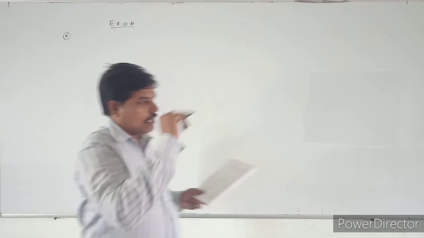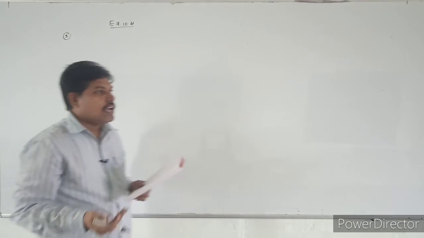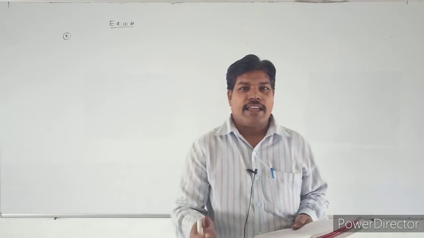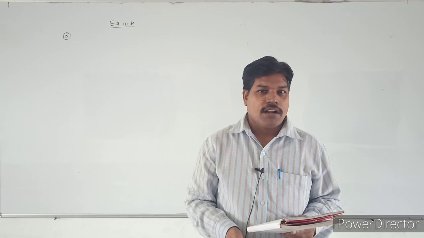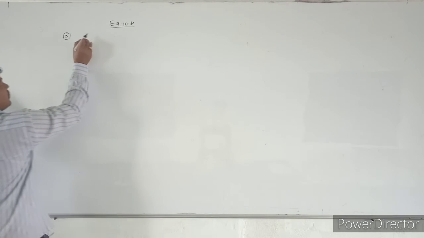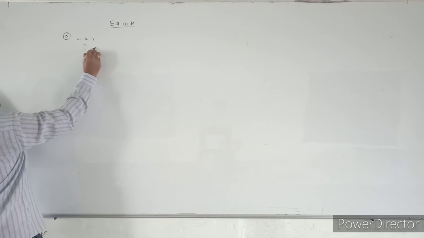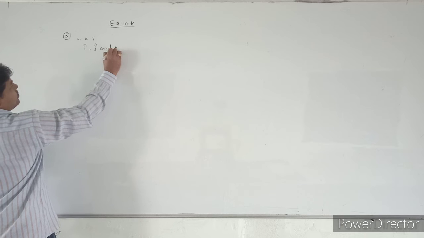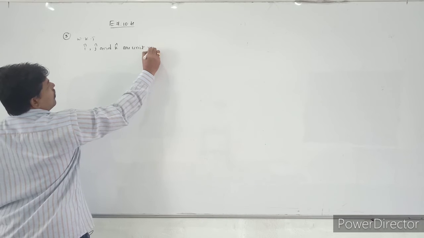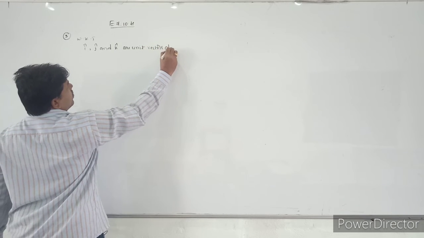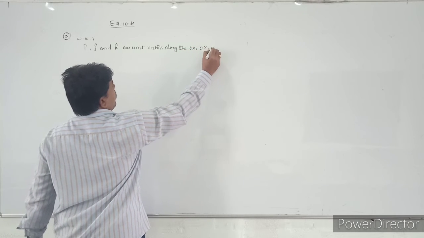So what is given? a bar is a vector that makes angles with i cap. i cap is a unit vector on the x axis, j is a unit vector on the y axis, and k is a unit vector on the z axis. We know that i cap, j cap and k cap are unit vectors along OX, OY, OZ.